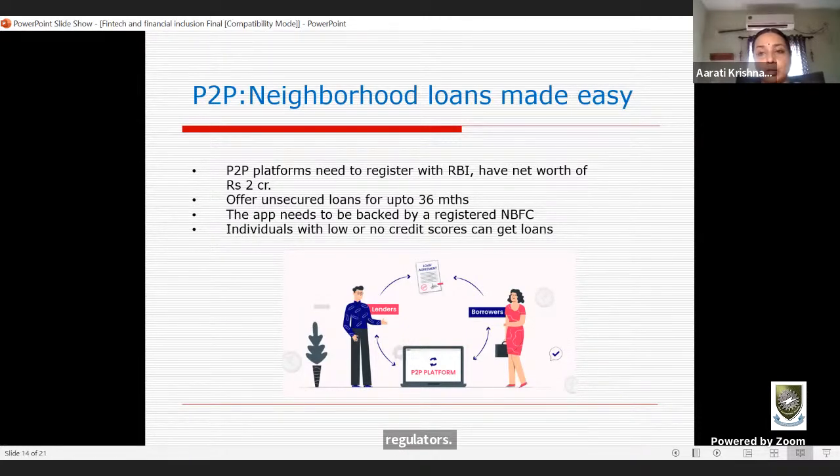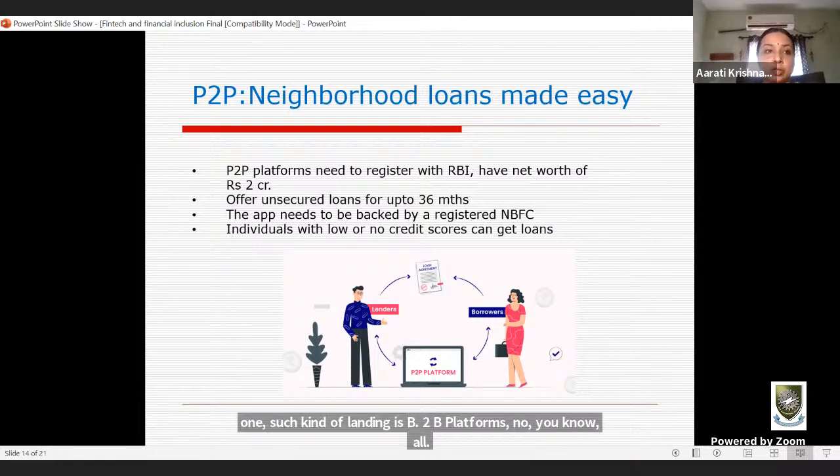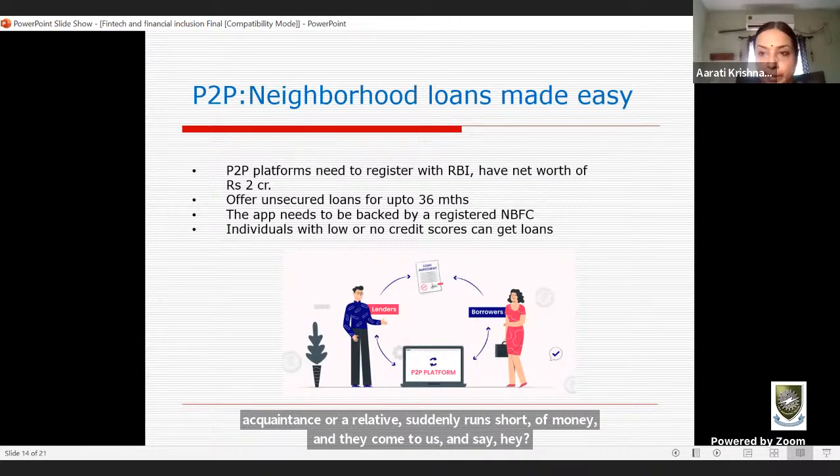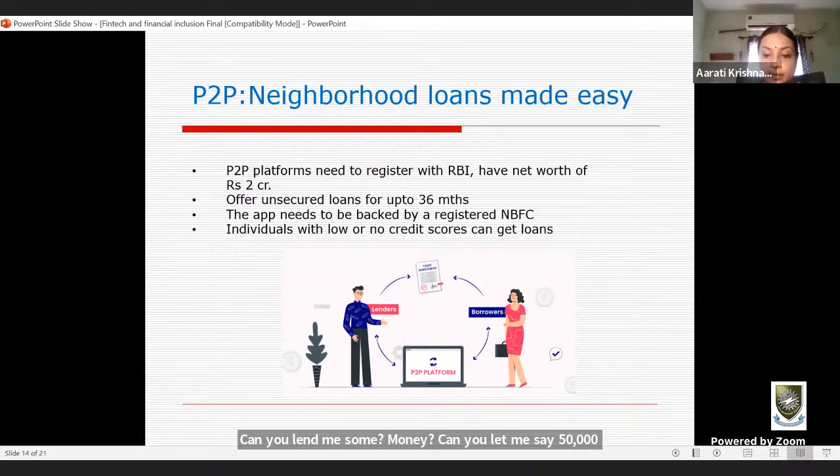Now, we all know of instances where a friend or an acquaintance or a relative suddenly runs short of money and they come to us and say, hey, can you lend me some money? Can you lend me, say, 50,000? I will repay it to you in 2 years, right? So, in such circumstances, if we are confident enough, we do lend the money, but there is no formal agreement or anything, and we don't enter into a contract saying this is the interest rate, etc.